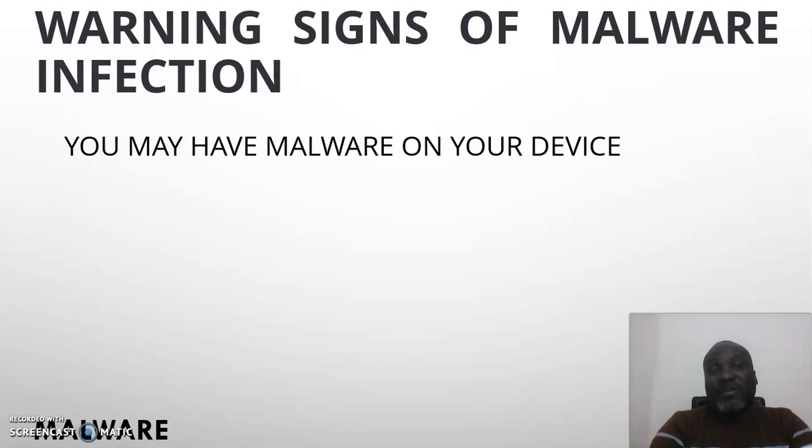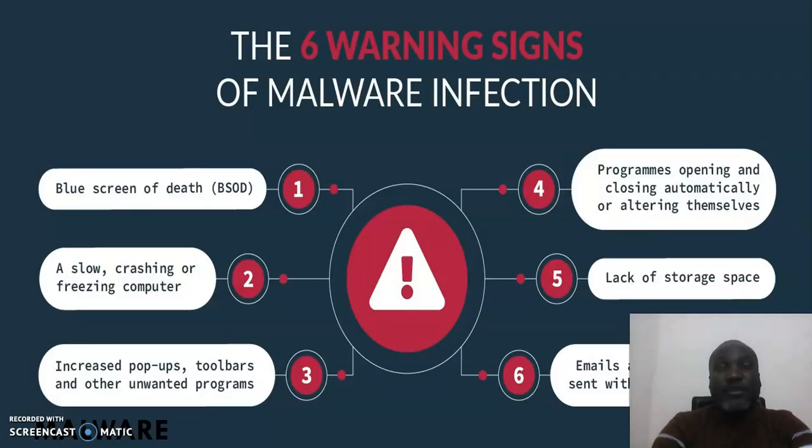Increased pop-ups, toolbars and other unwanted programs would also be a warning sign that malware has infected your system, and you see this each time you are on the internet and you open a software. A pop-up comes, there's a toolbar, it moves, different types of notifications come. Now, the other sign is emails and messages being sent without you prompting them. So you discover that you have sent messages, and people are replying to messages that you never sent to them. You could suspect that there is malware that has affected your computer. So those are the 6 signs that we looked at.